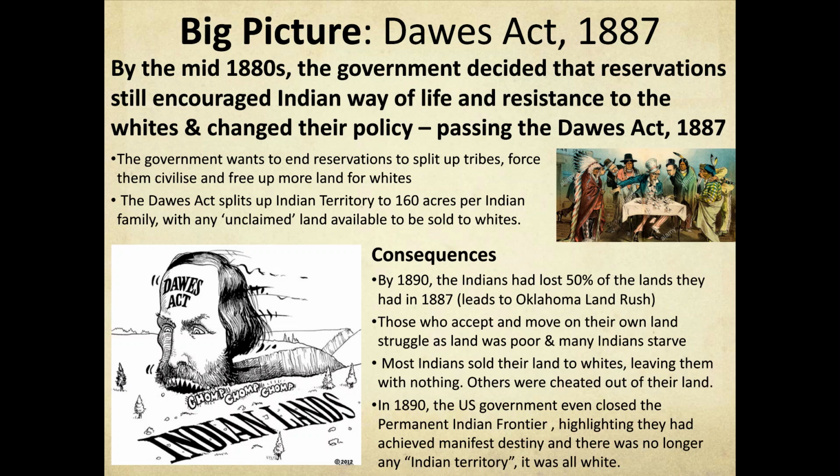By 1890, consequences, a good question, consequence of the Dawes Act. By 1890, the Indians lost 50% of the lands they had. Those who accepted and moved onto the land, they struggled as the land was poor. Many Indians starved. Most Indians sold their land to whites, leaving them with nothing. Others were cheated out of their land or just didn't take it in the first place because they didn't want to farm. In 1890, the US government even closed the permanent Indian frontier, highlighting they'd achieved manifest destiny. There was no longer any Indian territory, it was all white.